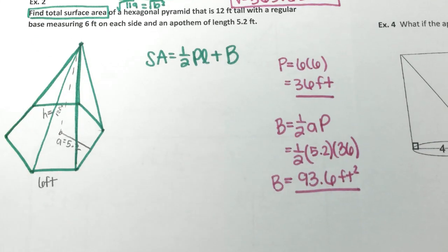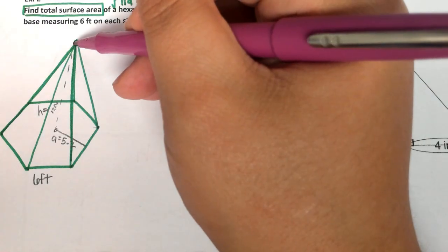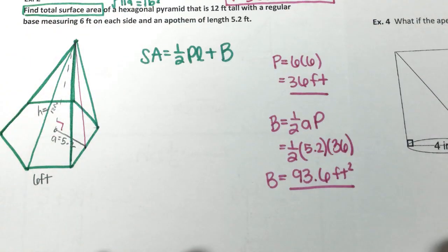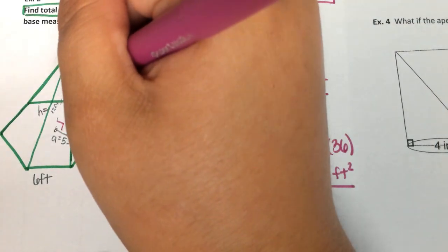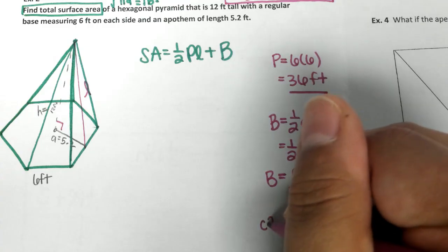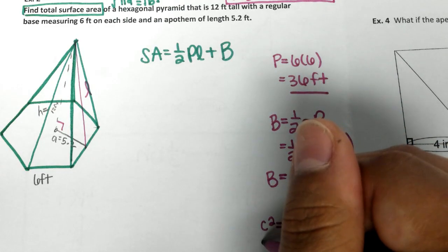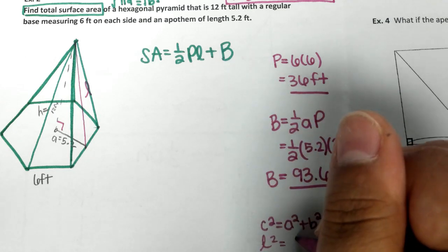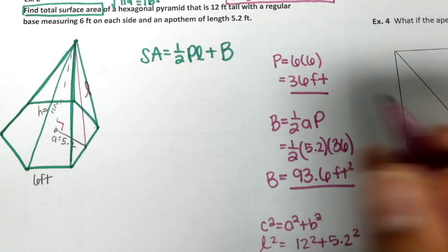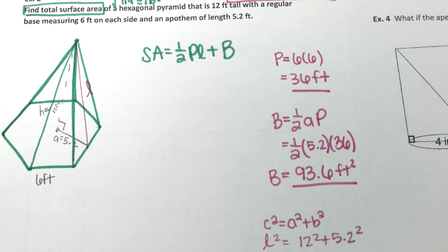Last but not least, I need to find the slant height. How would I find it, as if you were to slide down that slide? Pythagorean theorem. Do you agree my slant height is my hypotenuse? So close to 13. So C squared equals A squared plus B squared. L squared equals 12 squared plus 5.2 squared. And I actually want you to put this in the calculator and store that.